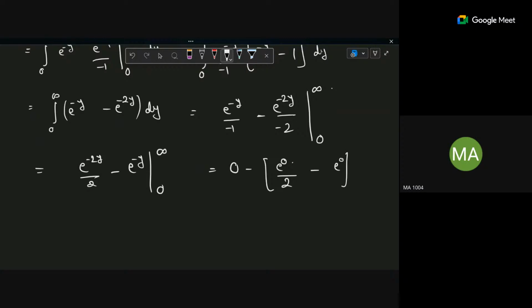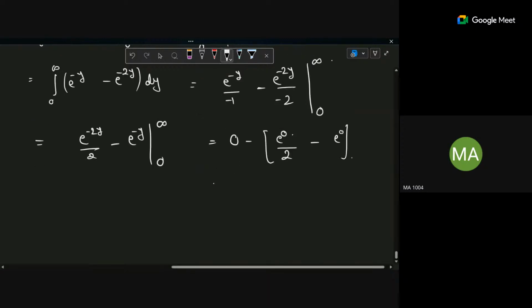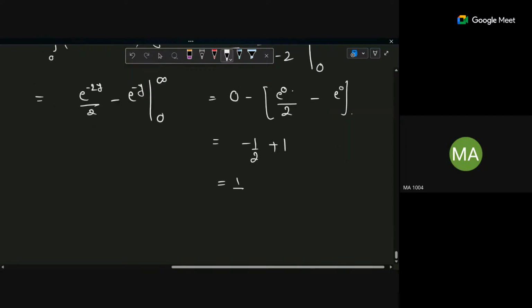Yeah, so e power 0, 1. So this is nothing but negative 1 by 2 plus 1. That is equal to 1 by 2. Okay. Done. So this is the probability that x is less than y. Okay. Any doubt?